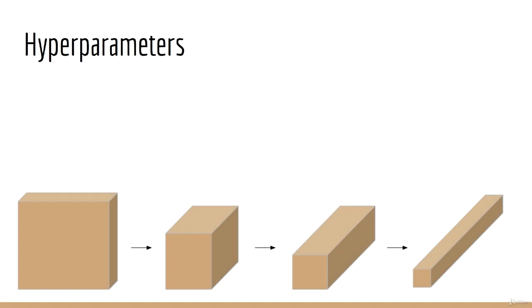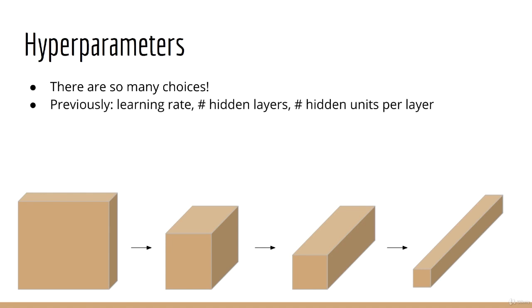One last note on this convolution and pooling pattern. One of the hardest things to grasp for new students in deep learning is that we have so many choices. We call these hyperparameters. Previously for ANNs, we looked at the learning rate, the number of hidden layers, and the number of hidden units. But now with CNNs, we have a ton more choices. With convolution, we have to choose the filter size, the number of feature maps, the pool size, and so forth.